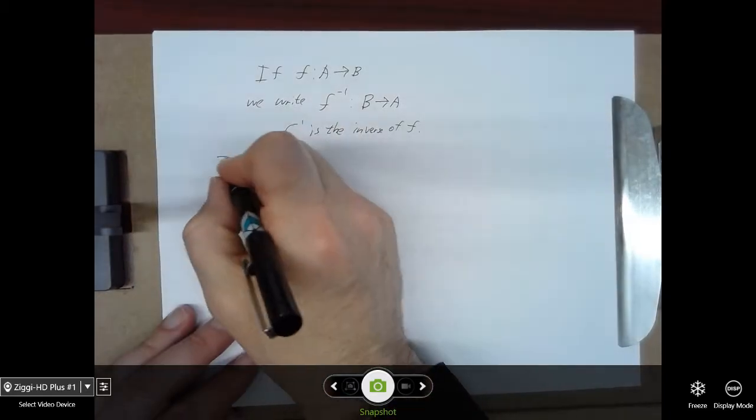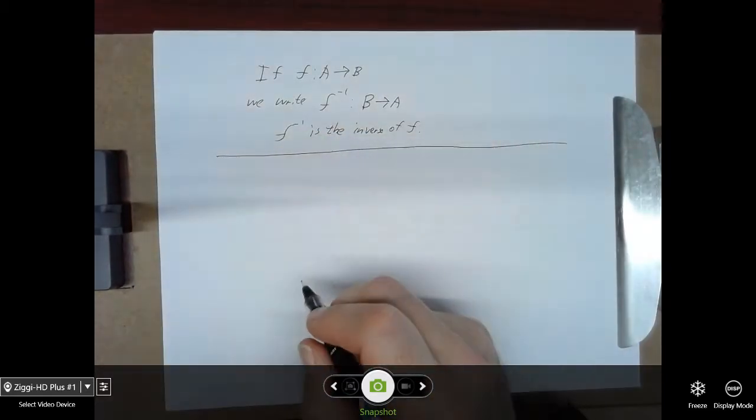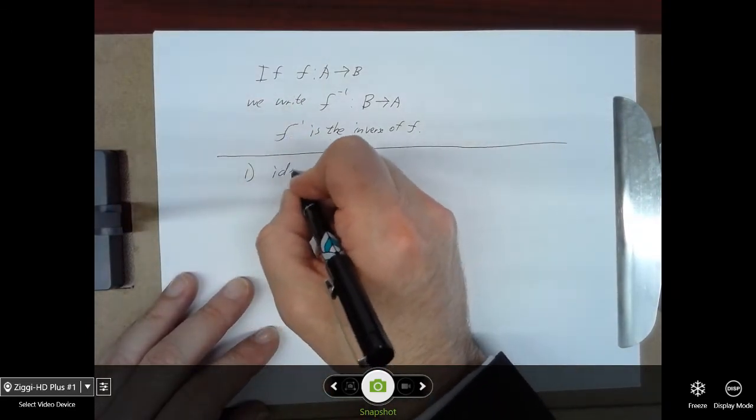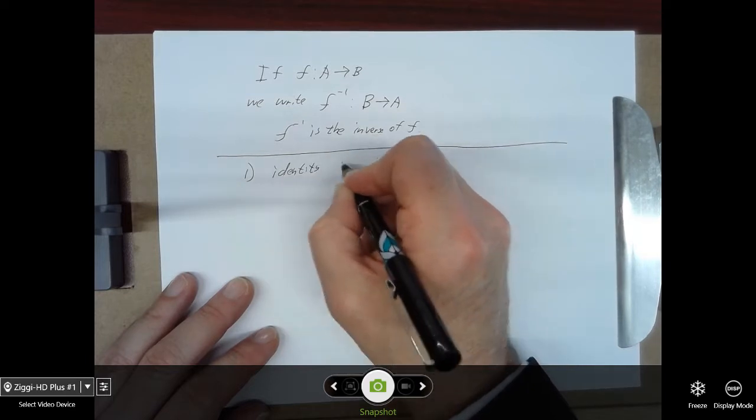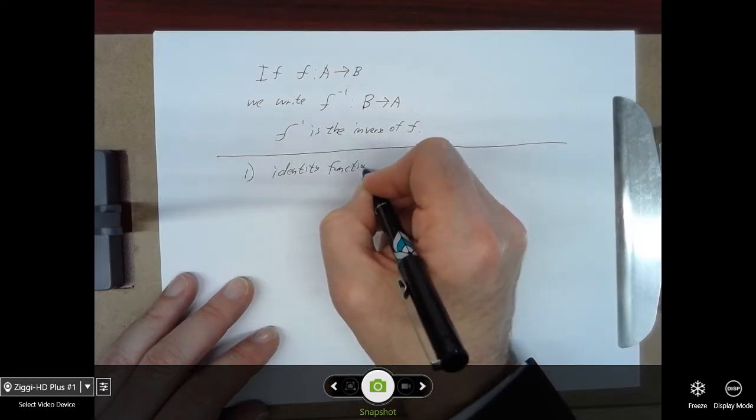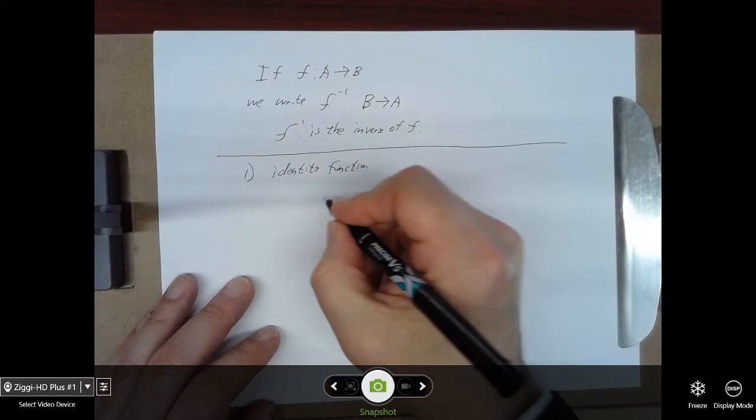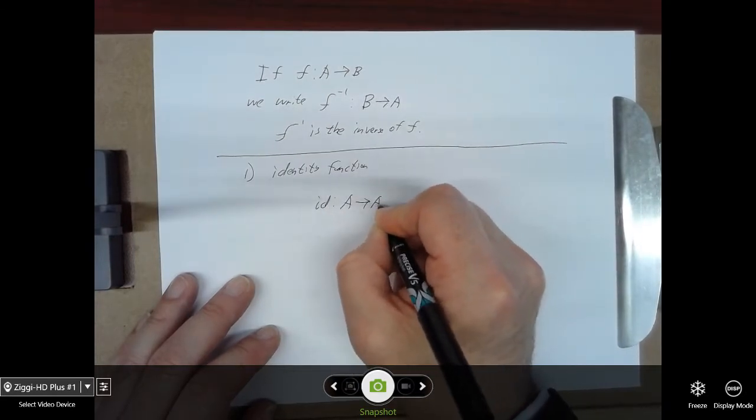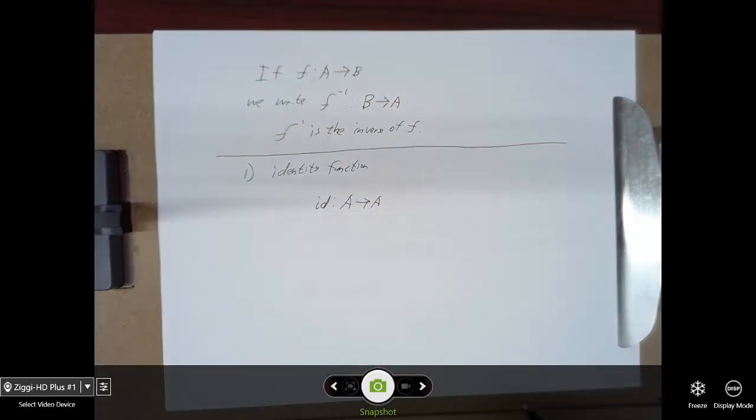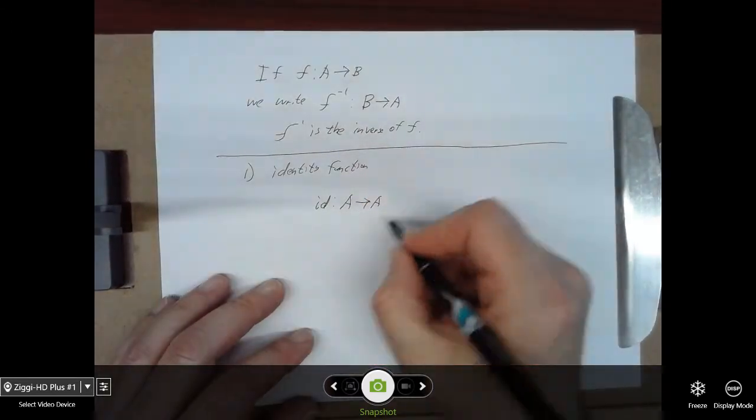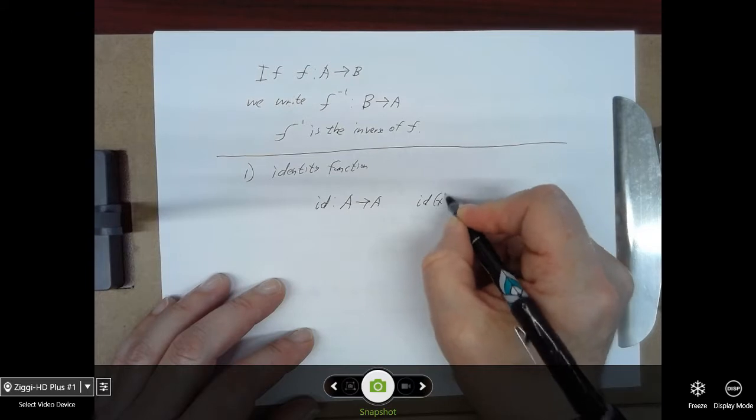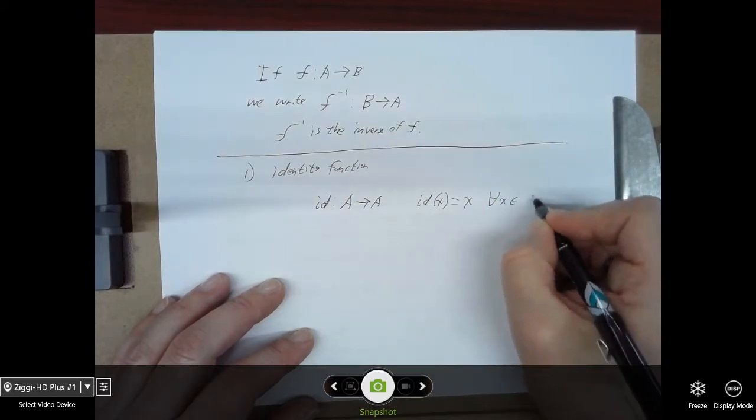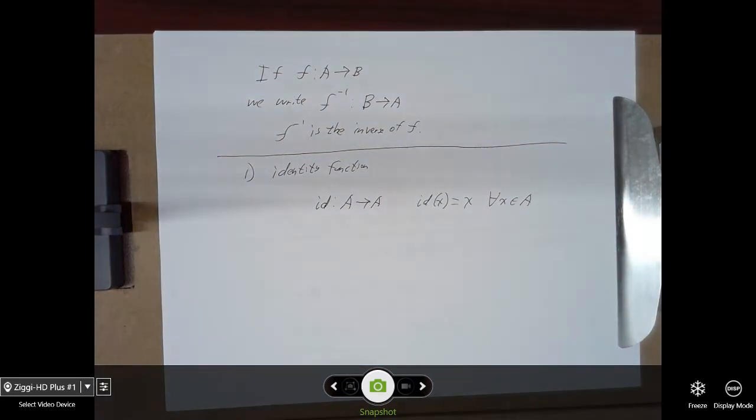So let's make that rigorous. We need two concepts. First concept is the identity function, and we can just call this id. So the identity maps from some set A to itself, and it simply carries x to x for all x inside the domain A.